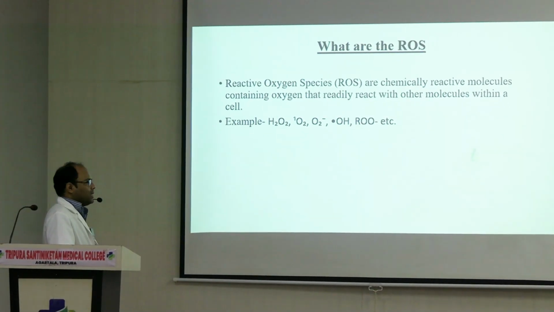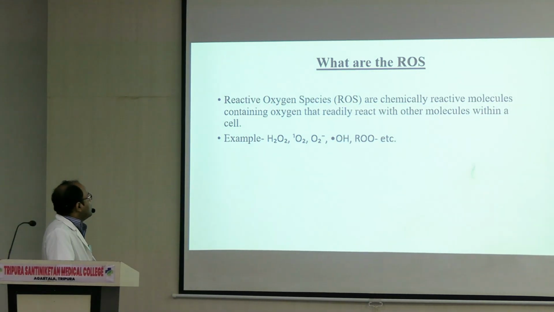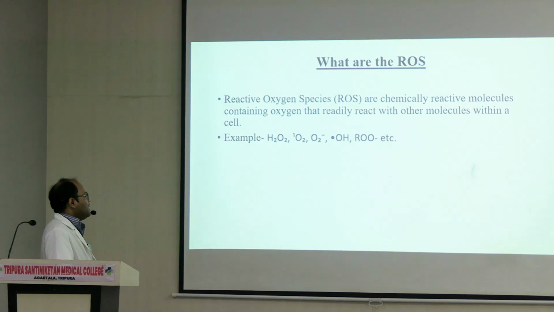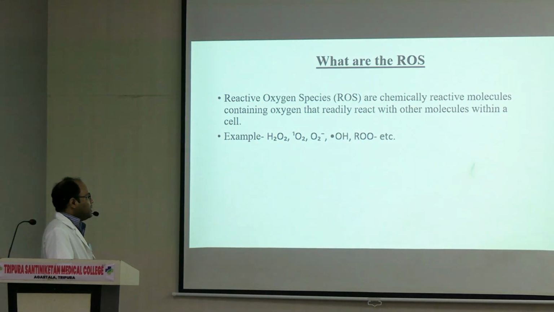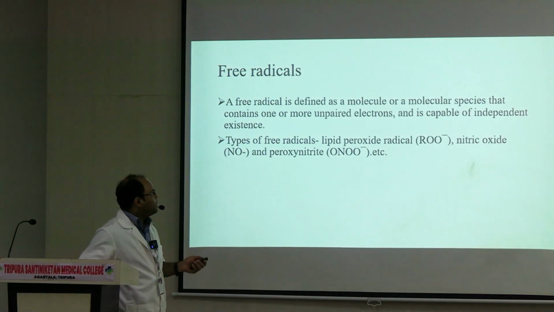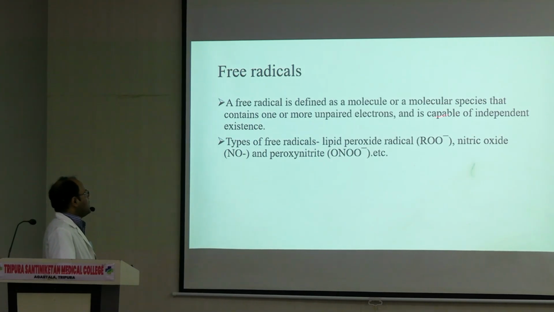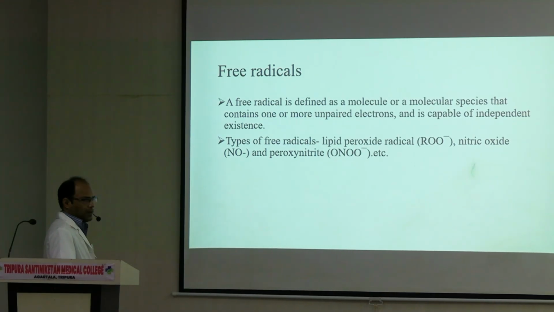Next, what are reactive oxygen species? Reactive oxygen species are chemically reactive molecules containing oxygen that readily react with other molecules within a cell. Examples: hydrogen peroxide, singlet oxygen, superoxide, hydroxyl radical, etc. And what are free radicals? Free radicals are molecules or species that contain one or more unpaired electrons and are capable of independent existence. Examples: lipid peroxide radicals, nitric oxide radicals, peroxyl radicals, etc.